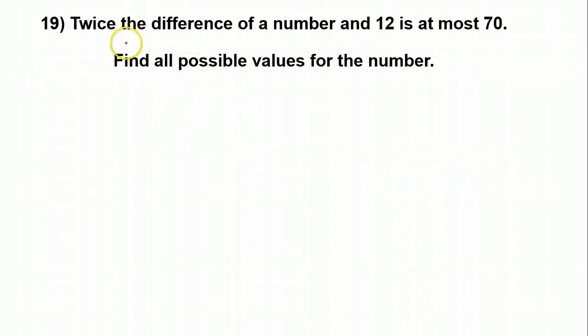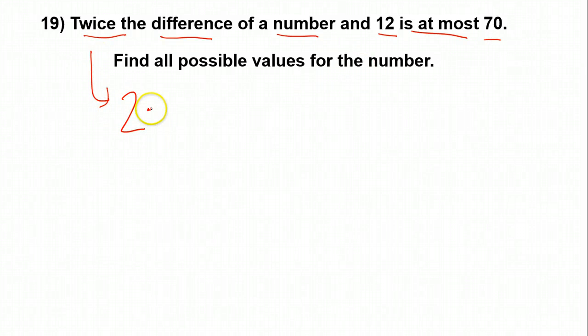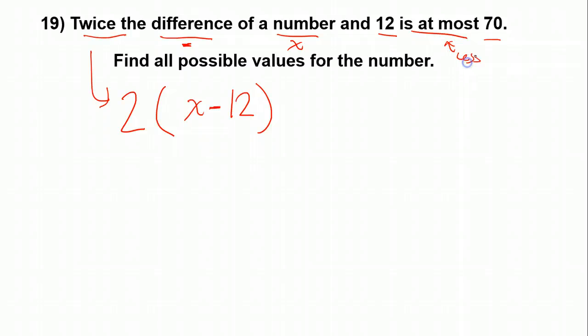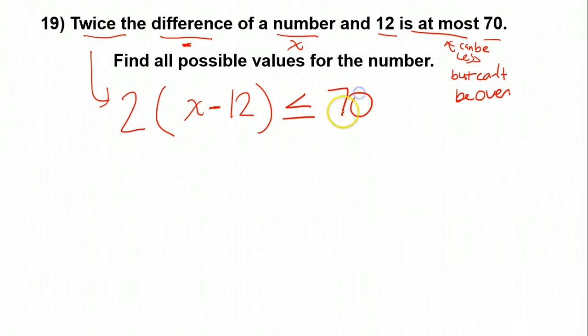Try 19. This one we do have to solve. It says twice the difference of a number and 12 is at most 70. So twice means multiplying. The difference means subtraction. A number, a variable, and 12 is at most. So again, it can be less, but it can't be over. Okay, so it can be less, but it can't be over 70. So we'll solve this out.